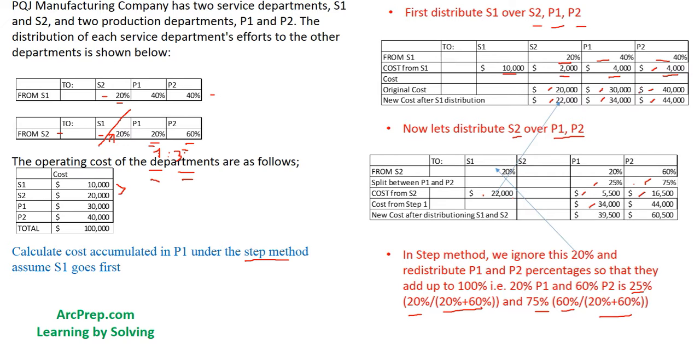And I'm going to add whatever I calculated here as the new cost after S1 distribution, 34,000 versus 44,000. And if I add them up, now what I found is redistributing S1 and S2 over P1 and P2. If you note, the sum is still 100,000, just like here, but now the cost is distributed between P1 and P2. Eventually something I need to get to, to calculate the product cost.